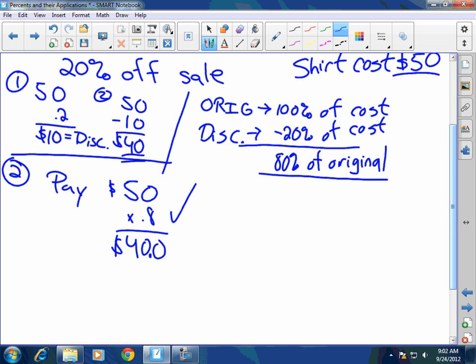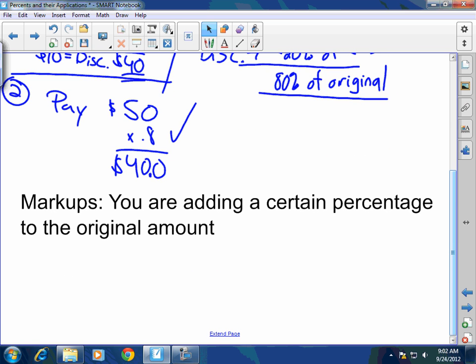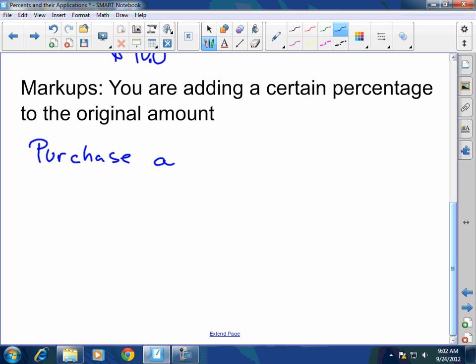Okay. Markup. The markup has the same exact procedures. It's actually quite funny. But this time, instead of subtracting, you're adding. So let's go back to that shirt that's $50 at Macy's. Okay, they have like a 300% markup, by the way. So let's just say this is the way things work for them. Let's say that they purchase a shirt, this is Macy's, for whatever, $8.